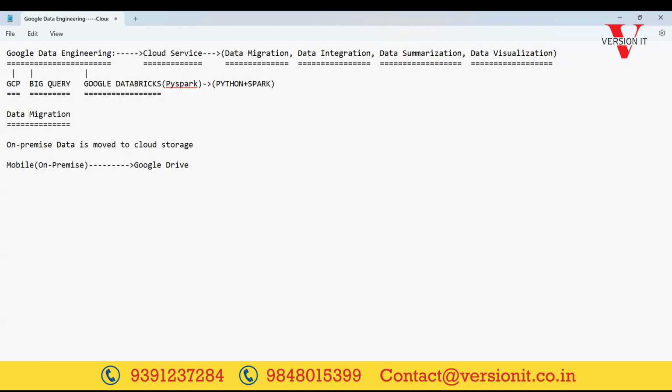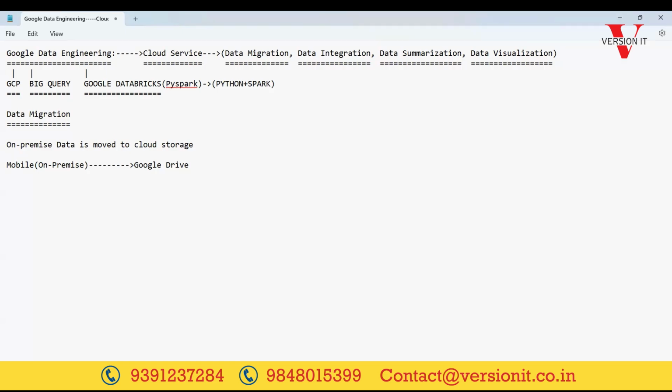It's a cloud system. Now tell me, when you talk about the on-premises system, what are the disadvantages? I'll tell you, don't worry. You forgot your mobile at home and you left for some other country. Can you access the data in your mobile phone if you store the data in mobile memory? No, you can't access it, because that is restricted to a particular physical device.